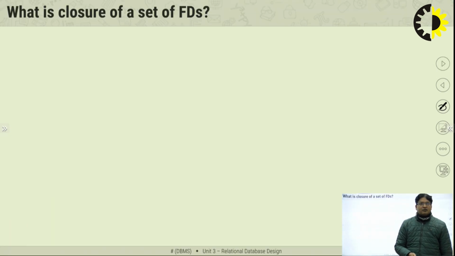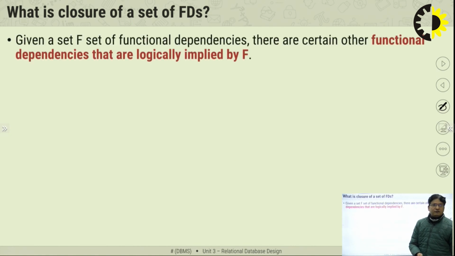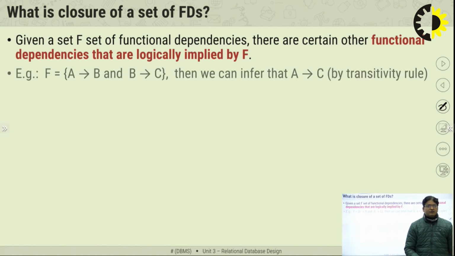Next is closure of set of FDs. Given a set of functional dependencies F, there are certain functional dependencies that are logically implied by F. This means what new FDs we can derive from the existing FDs. We can use closure to compute that set of FDs.